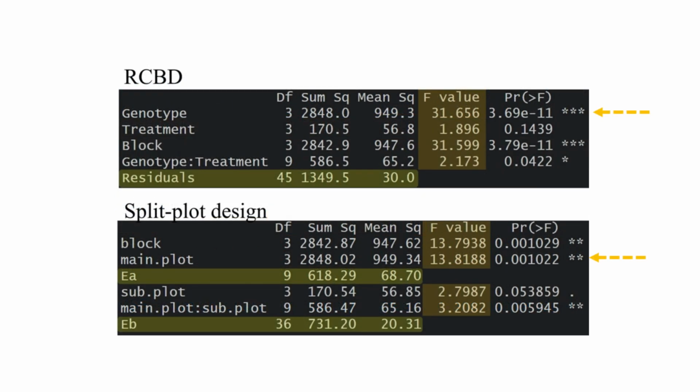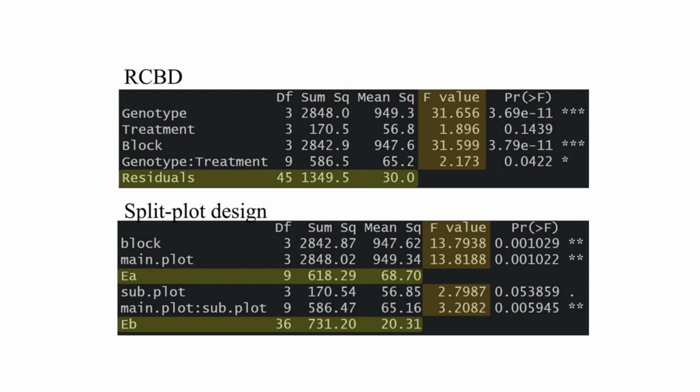In split plot design, compared with RCBD, the significance of the main plot would be decreased, while the significance of the subplot would be increased. Also, the significance of interaction between main and subplot would be increased. This is why the significance of the main plot would be decreased, mainly due to increased variance of errors in the main plot. Now let's see the subplot.